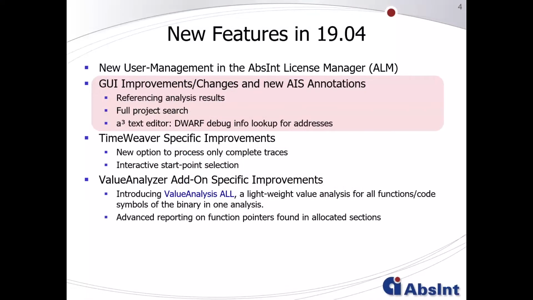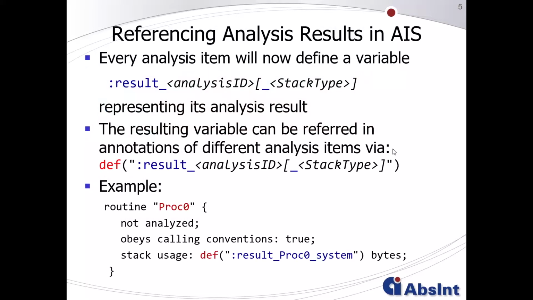The next topic is the improvements and changes in the graphic user interface and some new AIS annotations. And the very first new feature in this category is a feature that has been wished for by many of our customers. Since release 19.4 it's finally available. It's about being able to refer to individual results of analysis within one analysis project, from within annotations. And this looks like this.